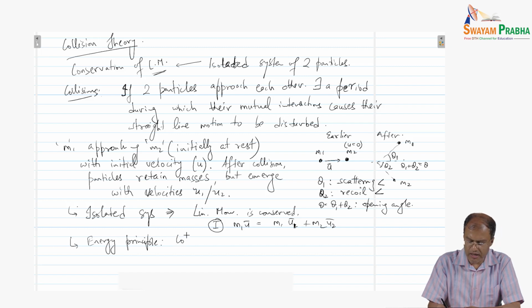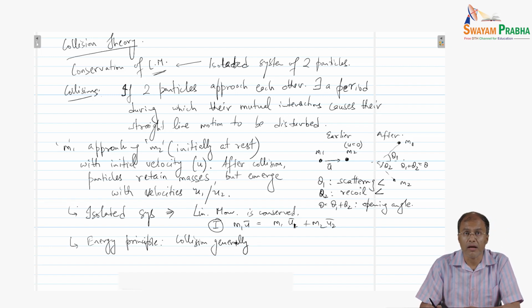So the energy principle says that the collision generally is not energy preserving. That's something that we need to be aware of. What I mean by that is, typically we cannot apply conservation of energy in collision theory, although conservation of momentum is always applicable. But there are certain special cases where energy is also conserved, and we call those collisions elastic collisions.